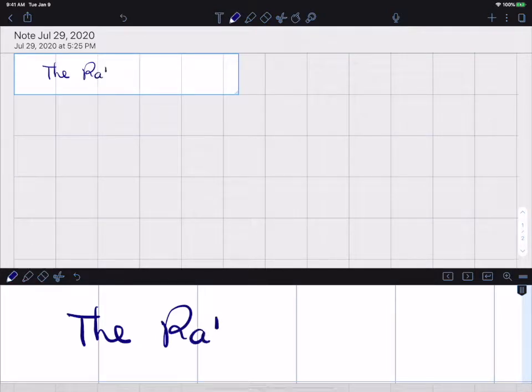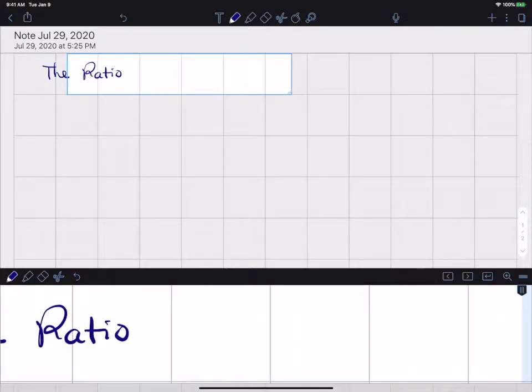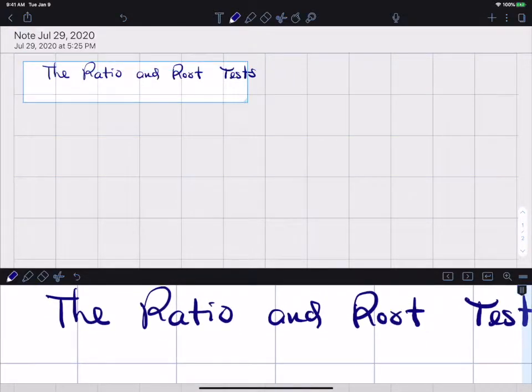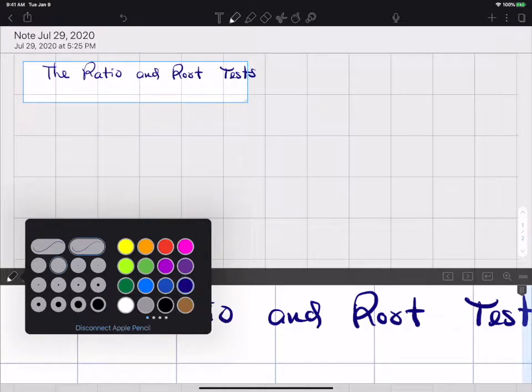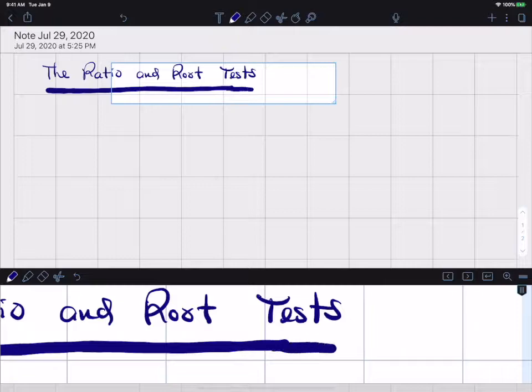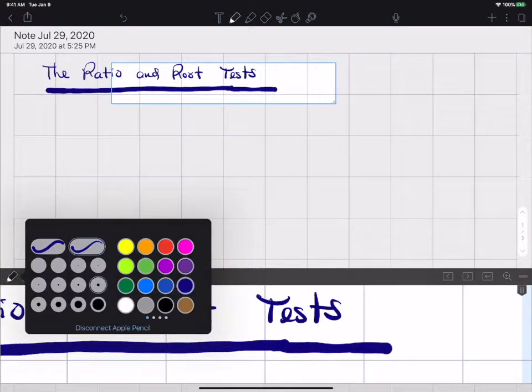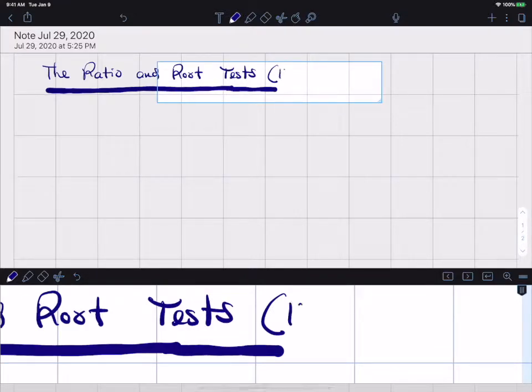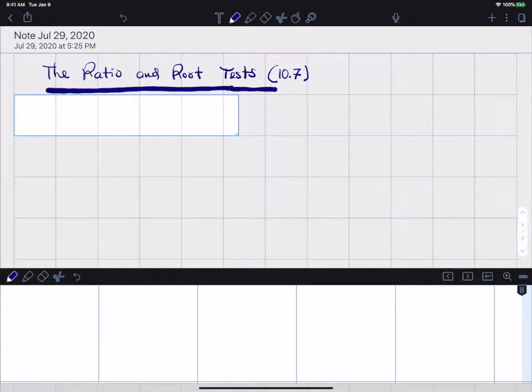About the ratio test and root, the ratio and root tests. Okay, this is section 10.7, is it? Yes, I think 10.7, yeah, the book.